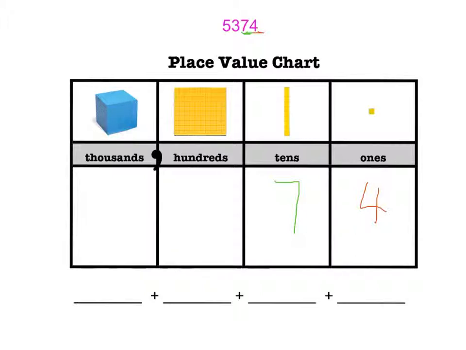Let's move on to the hundreds. Take a look at that number and see if you can tell me how many hundreds there are in this number. You guessed it, 3 hundreds. We can see the 3 in the number. So we have 3 hundreds. Now let's move on to the thousands. How many thousands are there in this number?